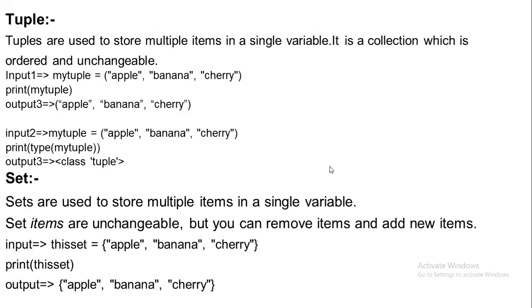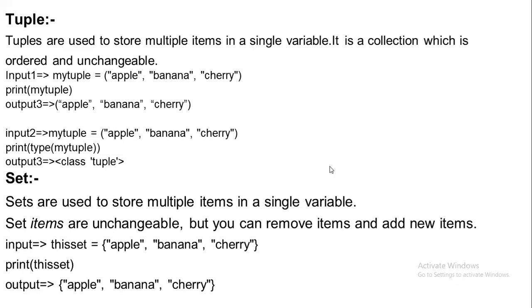Fine. So tuple. What is a tuple? Tuples are used to store multiple items in a single variable. It is a collection which is ordered and unchangeable. So here items cannot be changed. In a tuple, items cannot be changed.